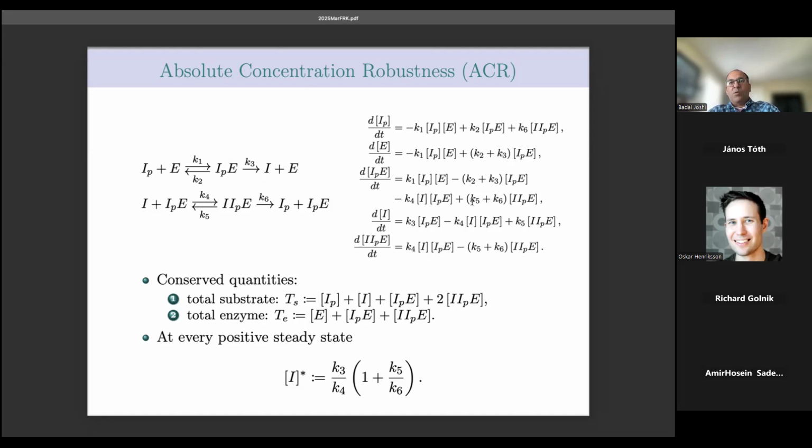Okay, so once we have differential equations, we can observe a few things. One is that there are two conserved quantities.